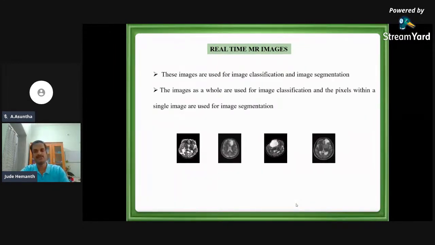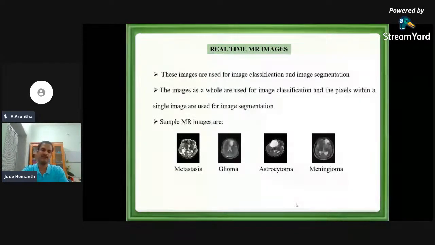And these real-time images are used for image classification, and you can also use them for image segmentation. These are sample MR images. If I do not show you the name, you will not be able to identify which image belongs to which category, right? Because everything seems to be white. The white portion corresponds to the tumor of that specific patient.